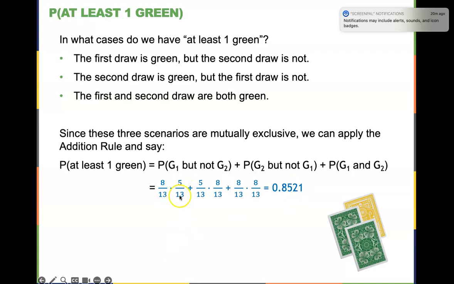Where is the 5 out of 13 coming from? Well, if we have 8 green cards and 5 yellow cards for a total of 13 cards, that's how we get the denominator. Anytime you see an 8, that's representing drawing a green card. A second card not green means that it's yellow, hence 5 over 13. Now this is the more complicated way of doing this problem, so now let me show you a shorter way.